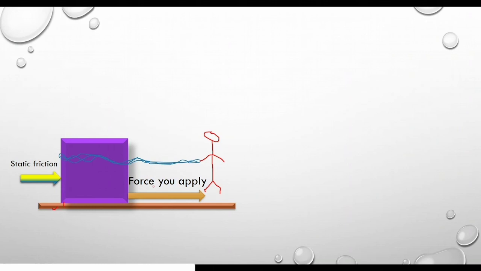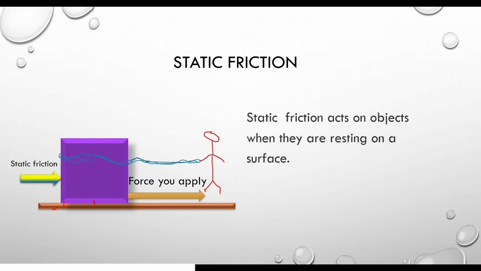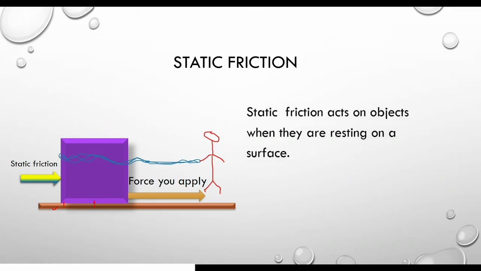So this kind of force is known as static friction. There is a static friction occurring between the ground and the object. So what is static friction? Static friction acts on objects when they are resting on a surface. So the example is depicting this object resting on a surface. And where is the surface? That is the brown color, the earth over here. So it is static friction.